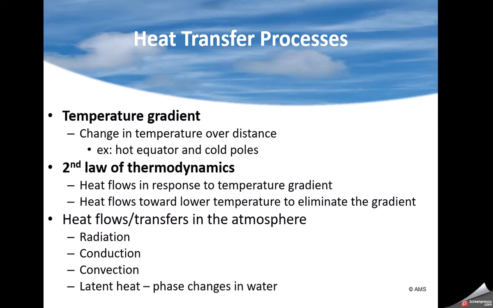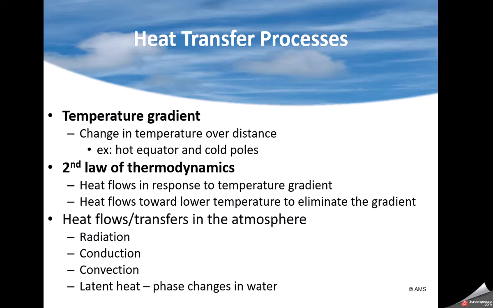So one of the things is there's a temperature gradient. Yes, at the poles, it's a whole lot colder than at the equator. So which way does the heat flow then? By the second law of thermodynamics, heat flows in response to that gradient. So which way is the heat going to flow? It always goes towards lower temperatures. In other words, the atmosphere is trying to eliminate that gradient. Any gradient. If there's a gradient across a cold front, the heat is going to try to flow across that cold front and eliminate that gradient.